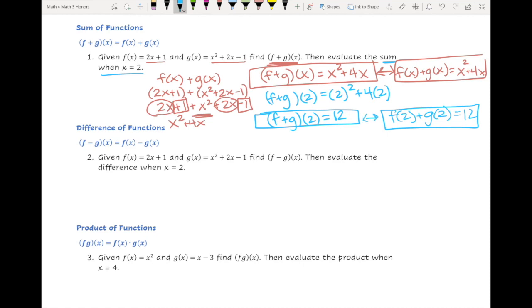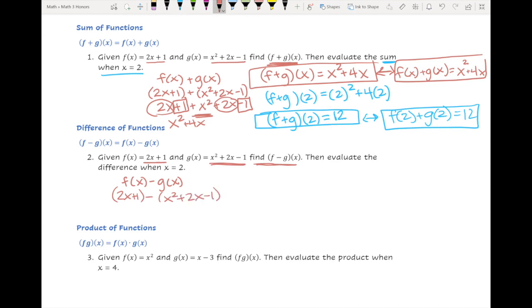Okay, so what we did with the sum, the addition, is going to be very similar to our difference, the subtraction. They gave us two separate f of x and g of x functions. We have to find f minus g of x. Again, that means I take my entire f of x function and I will subtract the entire g of x function. So the f of x function was 2x plus 1, and I'm going to use parentheses again, minus the entire g of x function, which is x squared plus 2x minus 1.